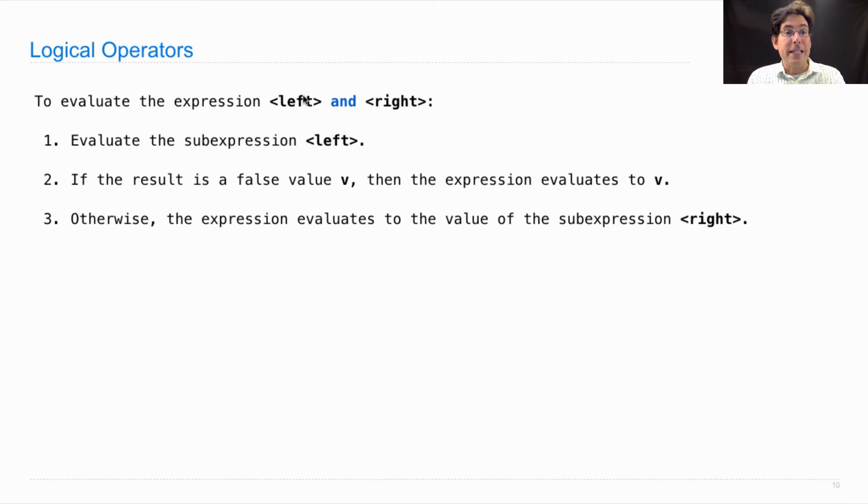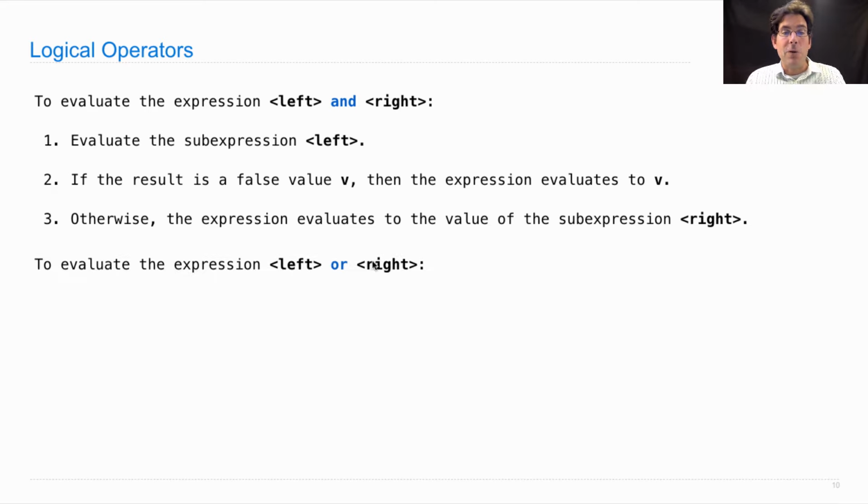And these values need not be just true and false, but they could be any values in Python, because every Python value is either a true value or a false value. So 2 and 3 would evaluate to 3 according to this evaluation rule.